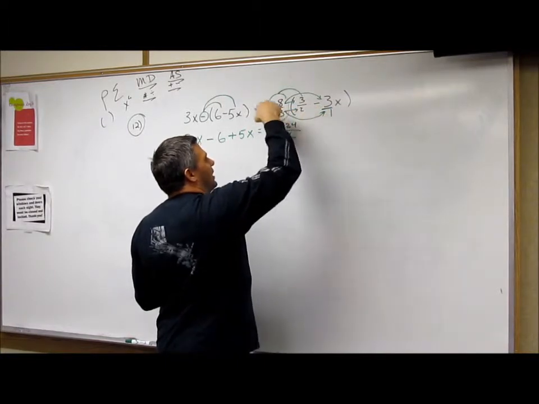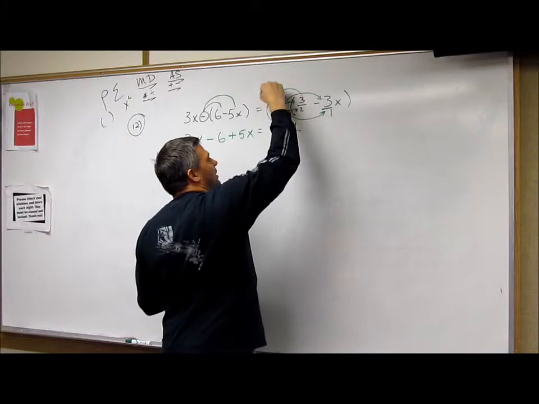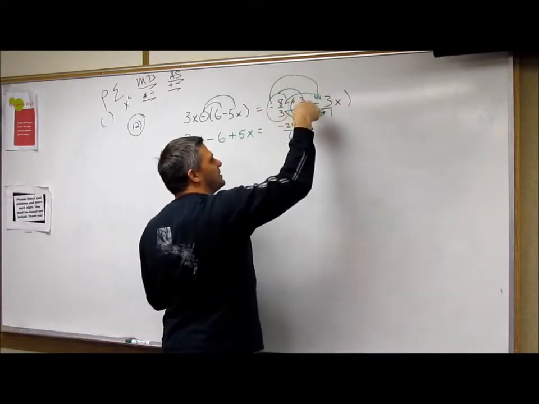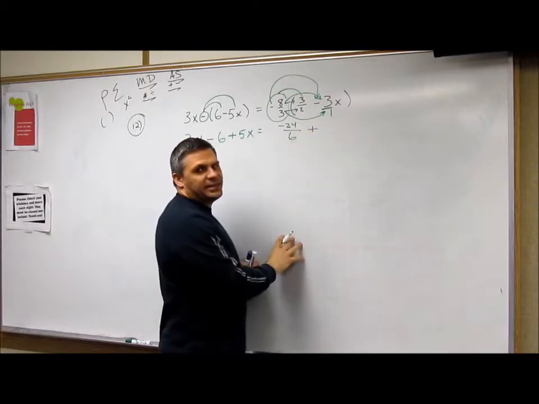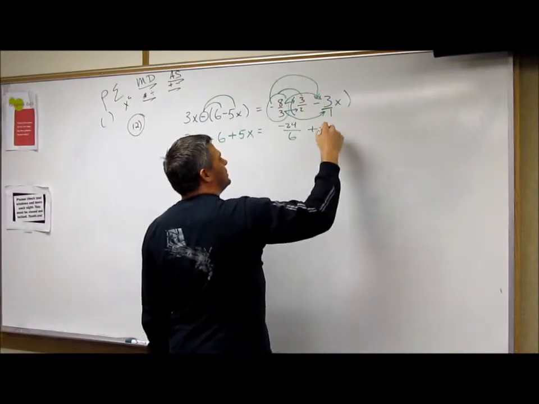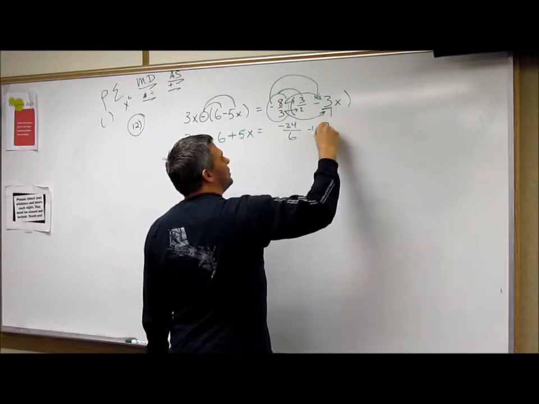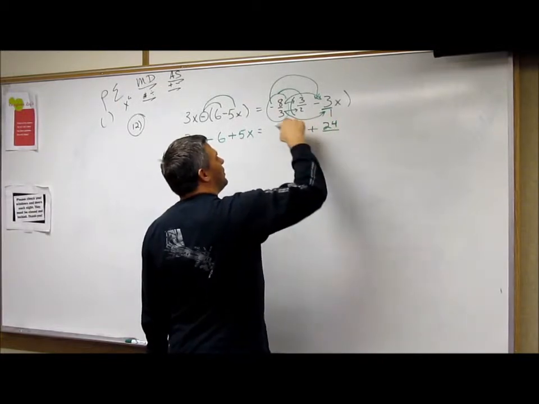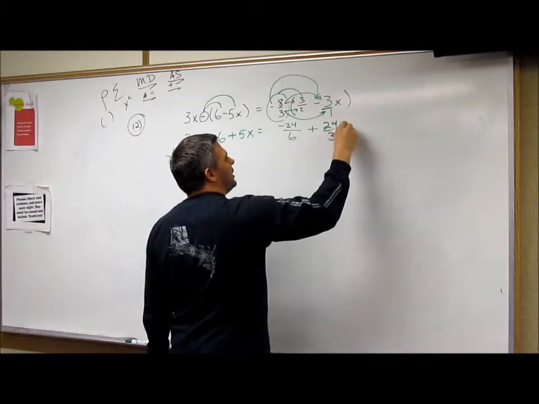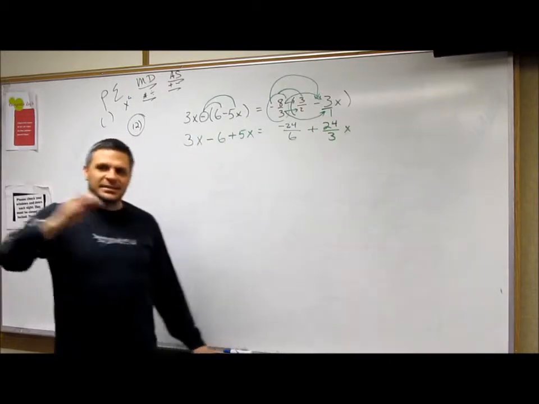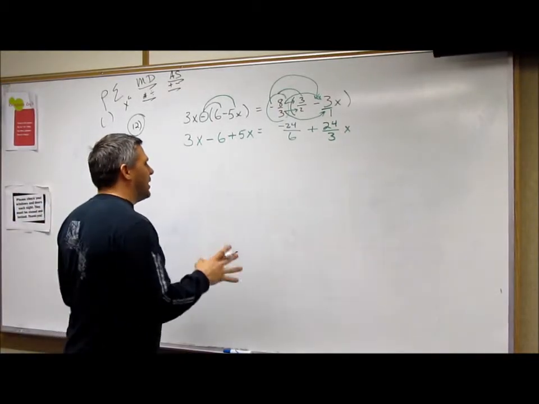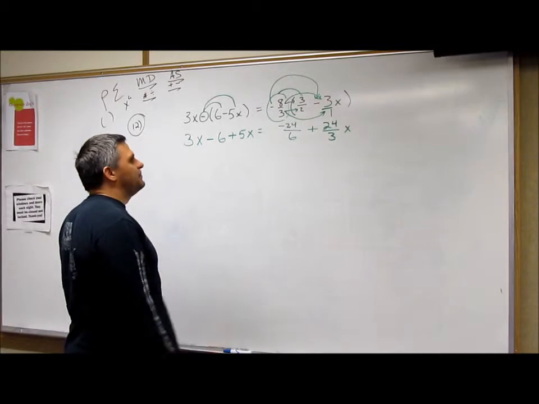And the negative times the negative. So I have negative times the negative is a positive. 8 times 3 is 24. And 3 times 1 is 3. And the x, I kind of just keep the x separate. Kind of keep it to the side because I know it's in the top, and that's fine.